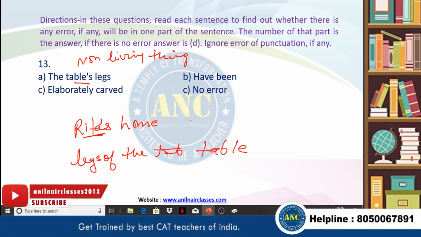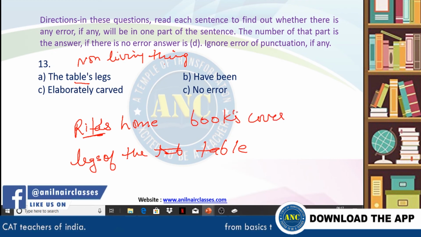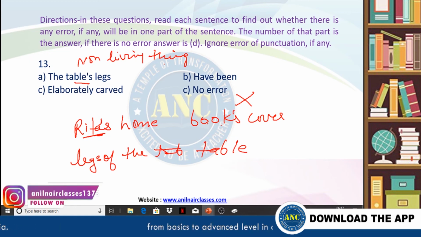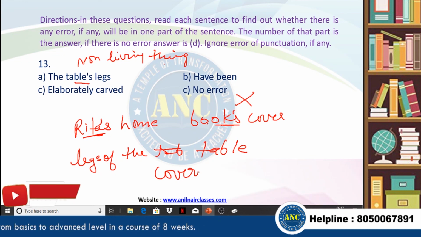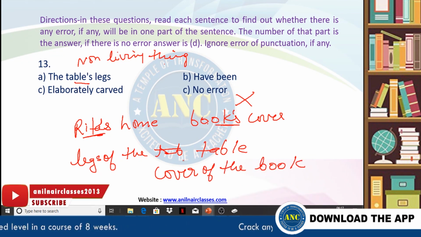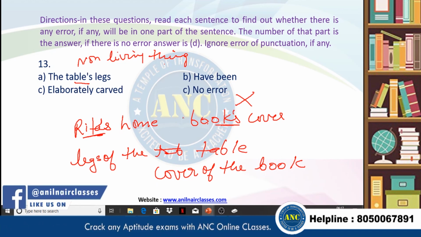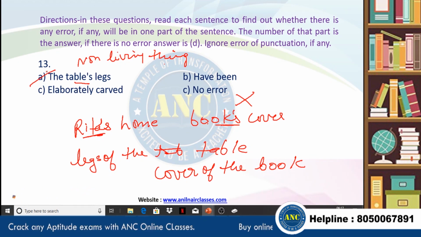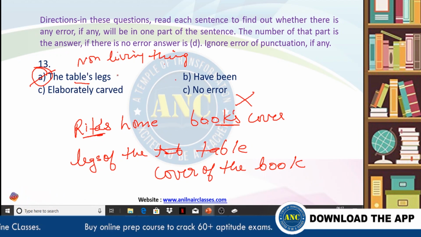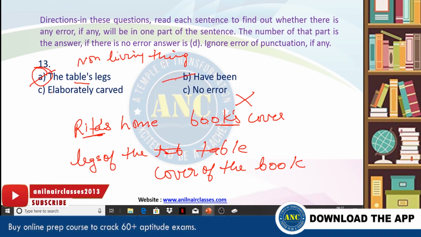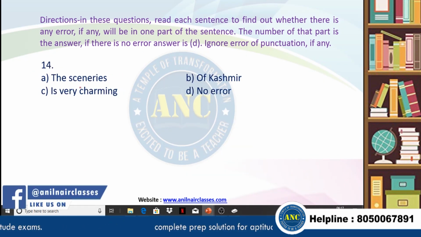Or books, if they say book's cover, this is wrong. Book is inanimate, non-living. So the correct expression will be cover of the book. Clear? So with non-living things, no apostrophe plus s. This is the error in the first answer choice. The rest is fine. That means when you are able to name an error, we can get rid of B, C and D. Let's move ahead to the next question.